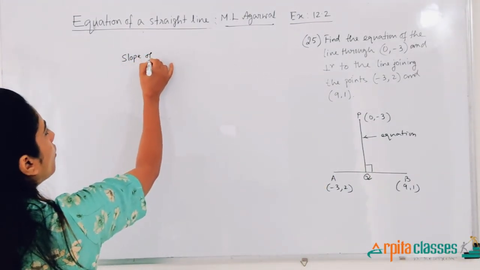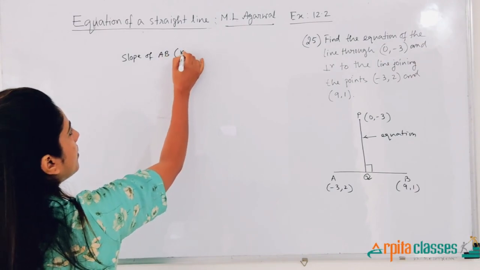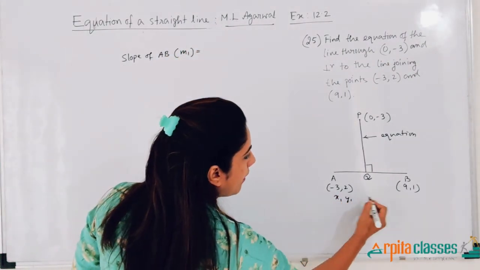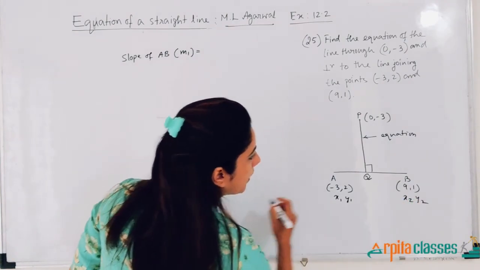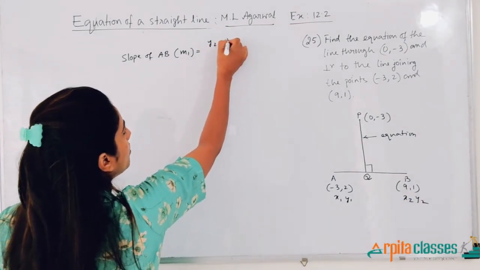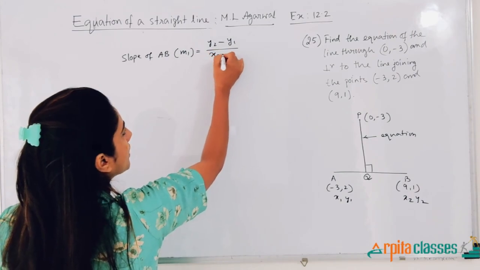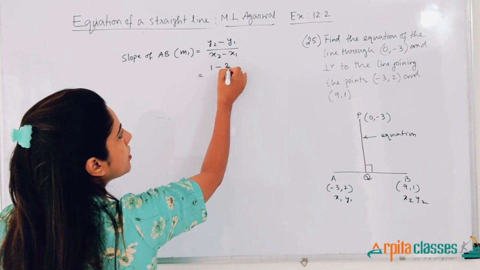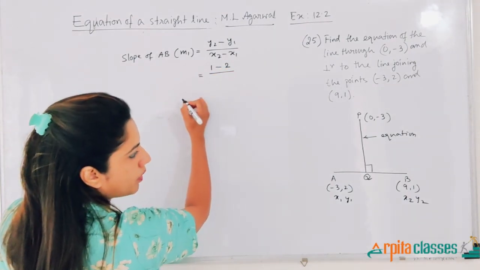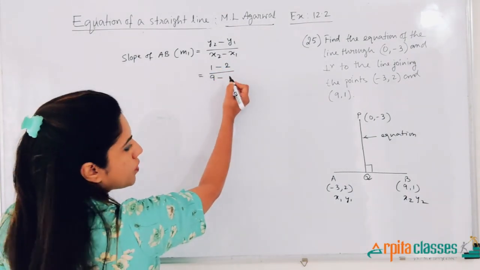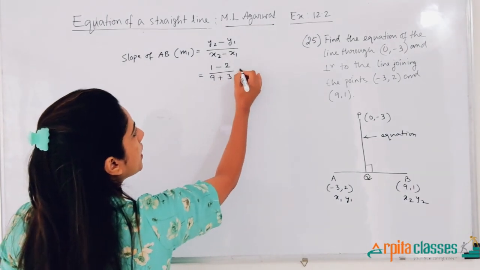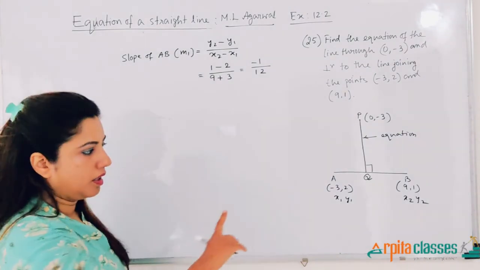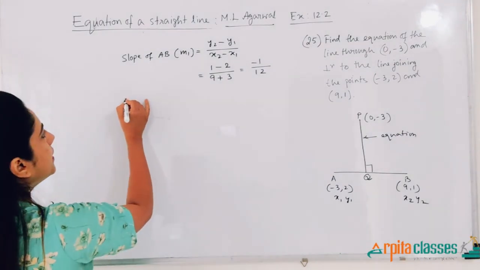Slope of AB, let it be m1, is equal to, consider this as x1, y1, this as x2, y2. So y2 minus y1 upon x2 minus x1. y2 is 1, 1 minus 2 upon x2, x2 is 9, minus x1 is minus 3, so plus 3. So this is minus 1 upon 12. This is the slope of the given line AB.